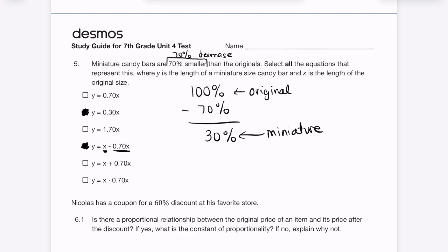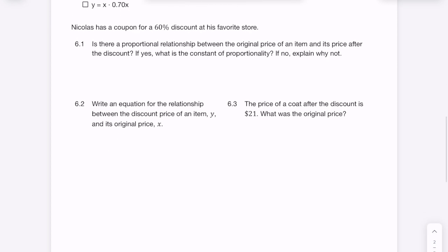If we had a 70% increase, this would be correct. This would represent a 30% decrease, and the multiplication is just wrong. It's just there to confuse you. Okay. Oh, I didn't say it this time. If you hadn't done 5 already, you should have done that. And now if you haven't done 6 yet, pause the video and go do that.